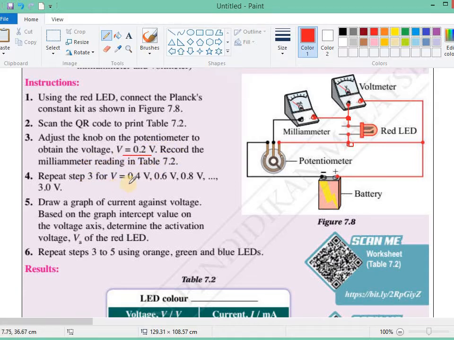Repeat step 3 for 0.4, 0.6, 0.8 and so on until 3 volt. Okay. Draw a graph of current against voltage. Based on the graph, find the intercept value on the voltage axis. Determine the activation voltage of the red LED. Okay, so the activation voltage means the voltage where the red LED can light up. Okay, and then we repeat using orange, green, and blue LED.